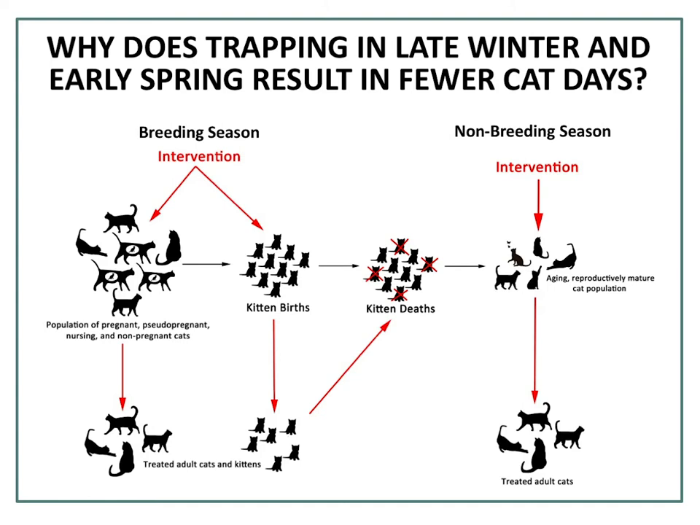And so you will have wasted all these treating efforts and trapping efforts on cats that maybe weren't going to survive anyway. Ideally, you would like to trap these cats when the population is at its most mature and you have the fewest number of kittens in the population. So during the non-breeding season, which is essentially in late winter or just before late winter, you have a population of aging and reproductively mature cats. And then when you trap those cats, you end up treating most of the cats that you trap. And that population is already in decline at that time as well. So you're getting the population when it's at its lowest and its most mature.